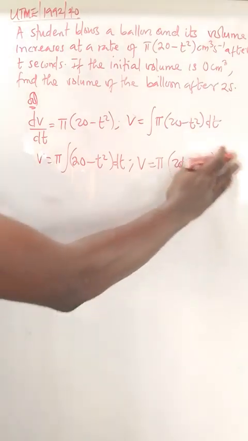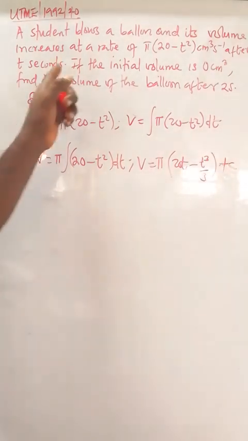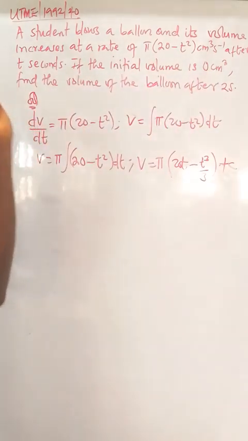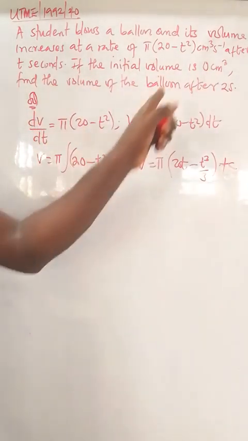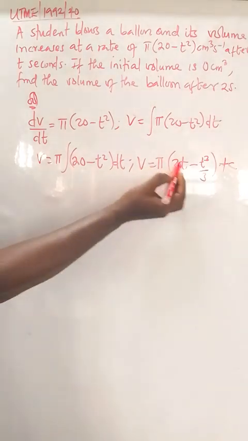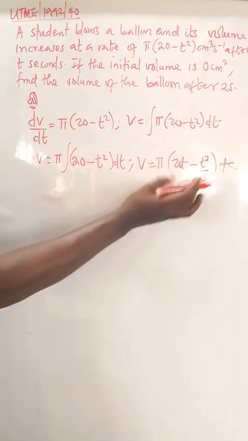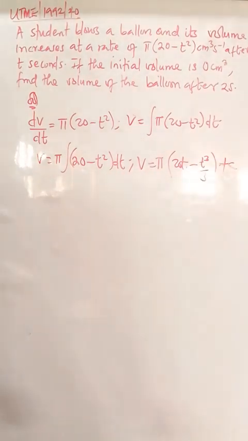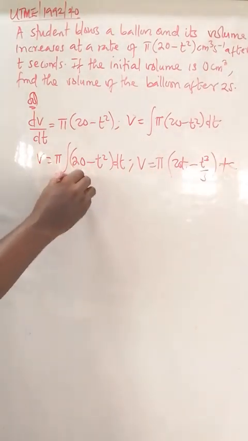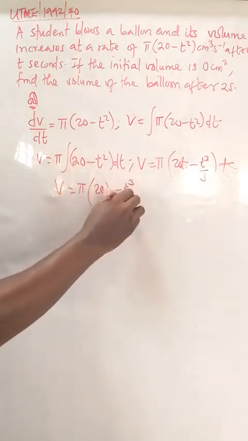Okay, plus c. Thanks. Plus c. But we are not told. If the initial volume is 0, it means when time was 0, the volume was 0. So if t is 0 here, everything here becomes 0. 0 times pi is 0. So if initially when time is 0, volume is also 0, it means c is also 0. So in this case, our volume becomes pi times 20t minus t cubed over 3.